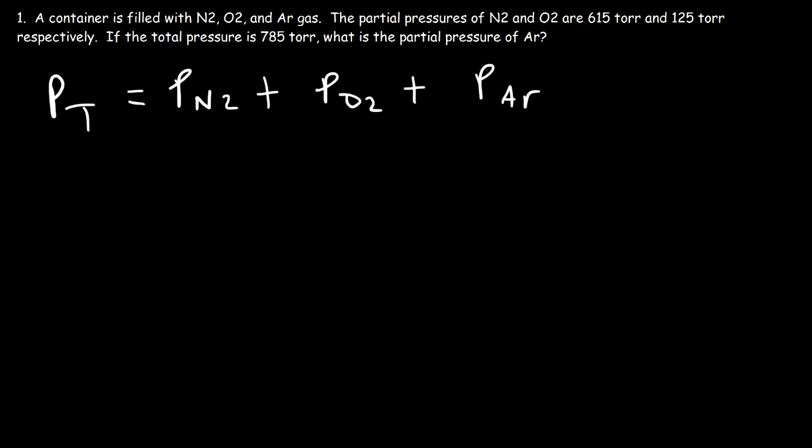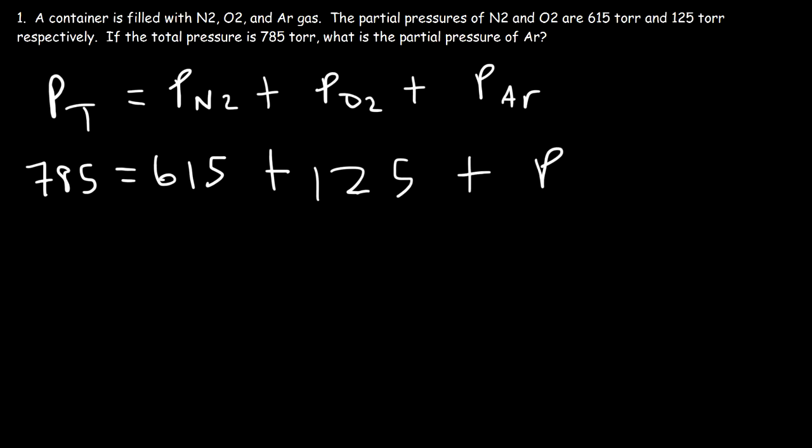Now we're given the total pressure, it's 785 torr. We also have the partial pressure of N2, which is 615, and the partial pressure of O2, which is 125. So now all we need to do is calculate the partial pressure of argon.